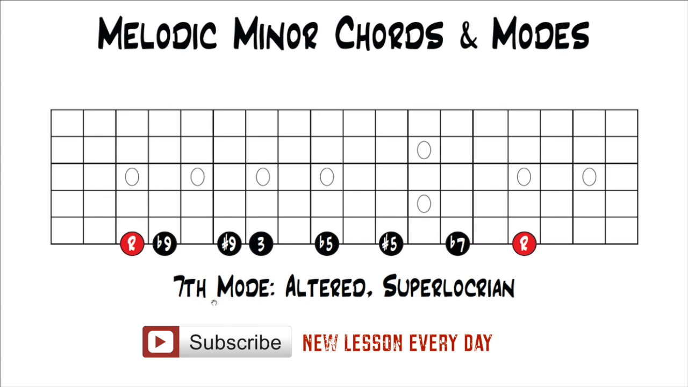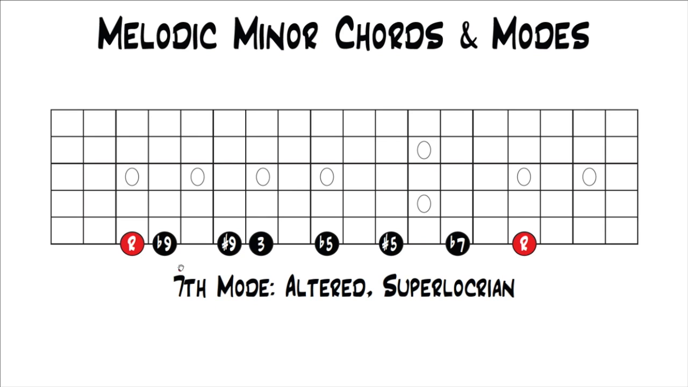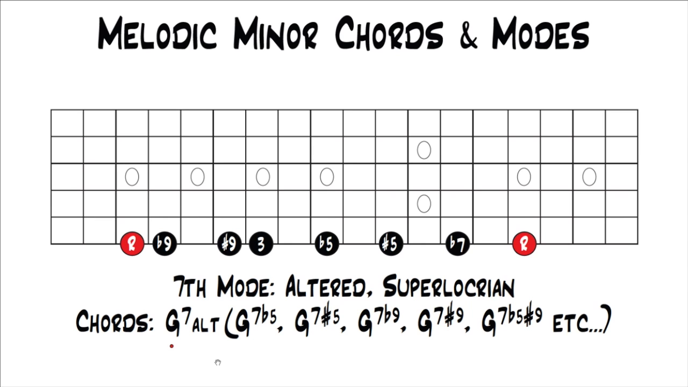And an altered chord is when you have a dominant 7 chord and either have a flat 5, a sharp 5, a flat 9, or a sharp 9. Those are your altered tones in a dominant chord. So if you were to take this, rearrange these intervals, you could create any altered chord out of this scale.